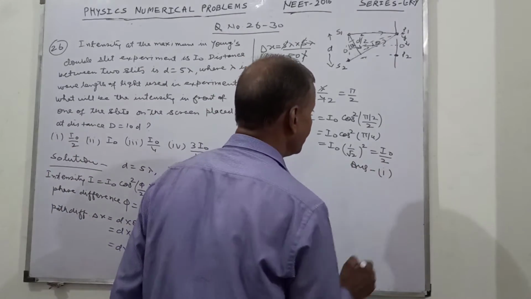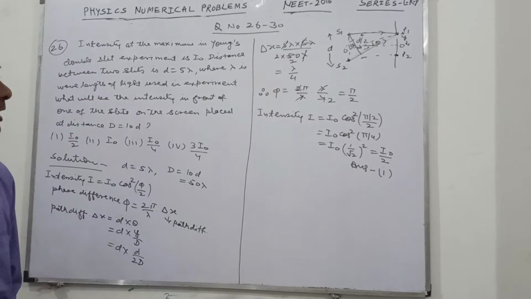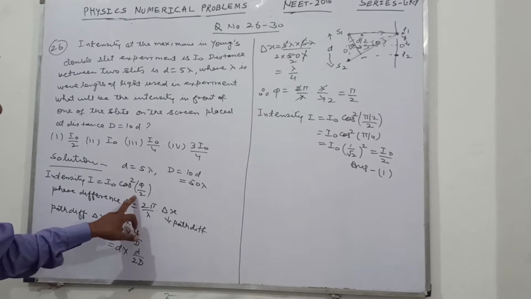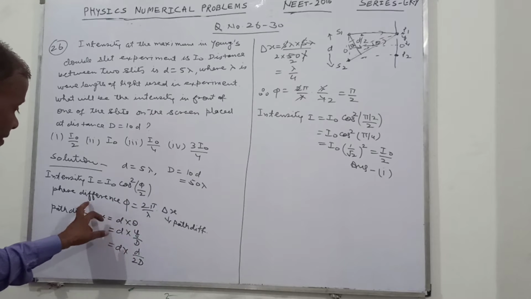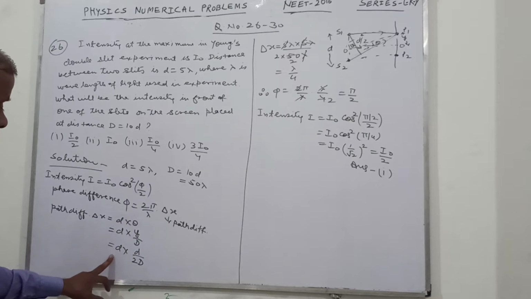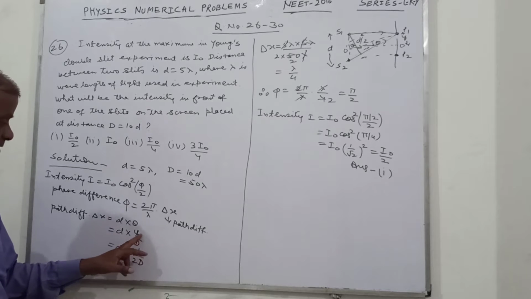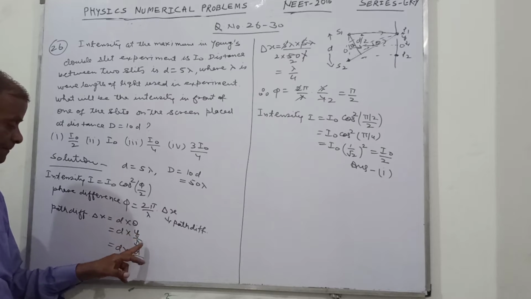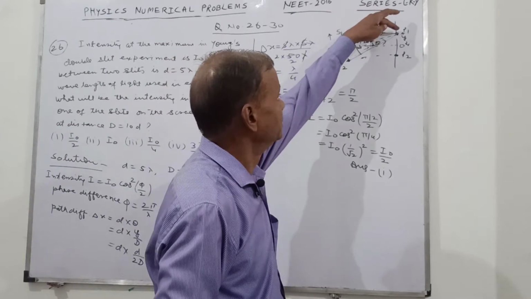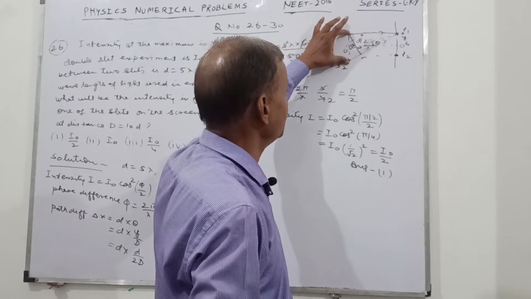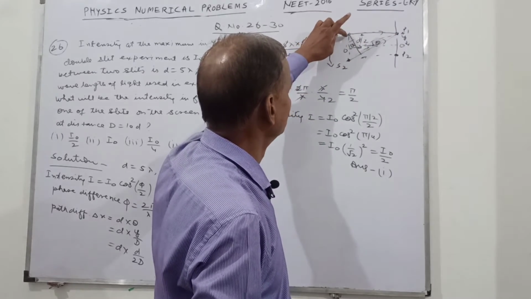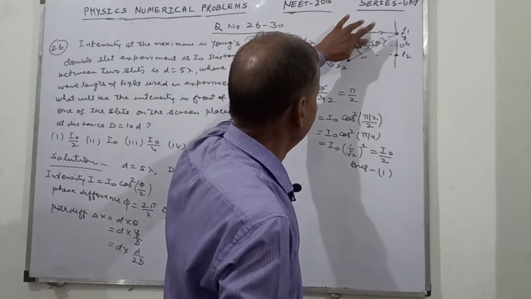So what is given? First you have to use this formula, and then find the phase difference, and then the path difference. While calculating the path difference, remember that this y should be d by 2, because this point is just half of this distance. So this is now d by 2.